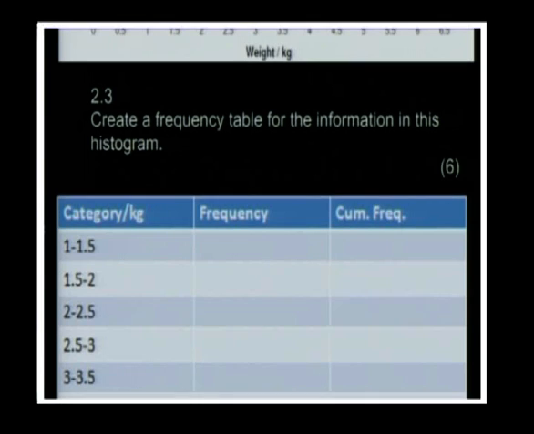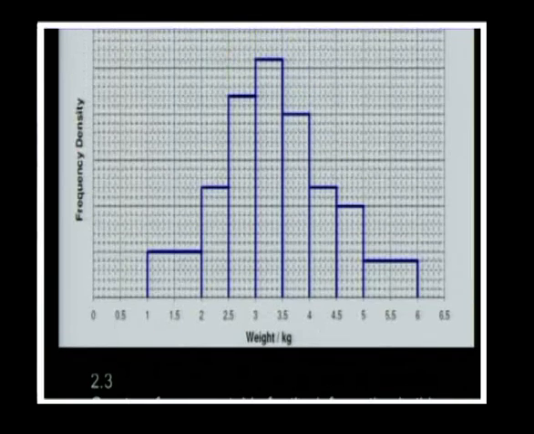So the question says, create a frequency table for the information in this histogram. Well, we've got a frequency density given to us here. We already filled in the previous chart. This was 2.5, that was 2.5, this was 6, that was 11. Let's quickly do the rest of the chart in the same way.